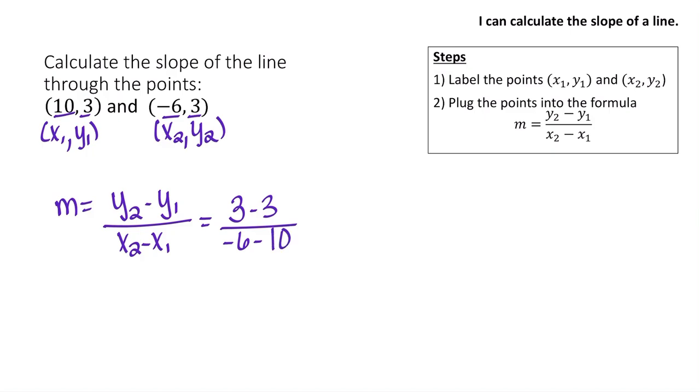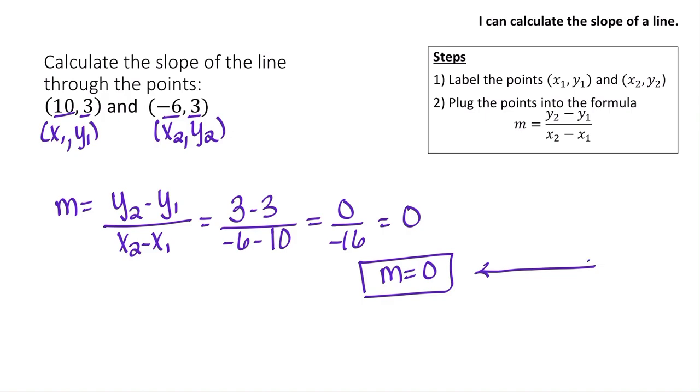So 3 minus 3 is 0, and that's divided by -6 minus 10, which is -16. 0 divided by -16 is 0, so I have a slope of m equals 0. Remember that this is one of our special lines. When we have a slope of 0, this graph will be a horizontal line.